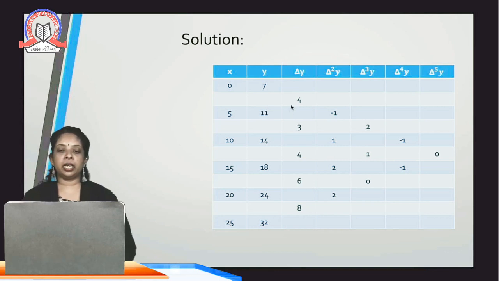So here we can see delta y is a new column. Delta y, delta square y, delta cube y, delta raised to 4 y, delta raised to 5 y are the values which we have already computed using the columns x and y. Here we have nothing to do with the column x, but we are going to take it as a reference, so we have to mention this in the table.